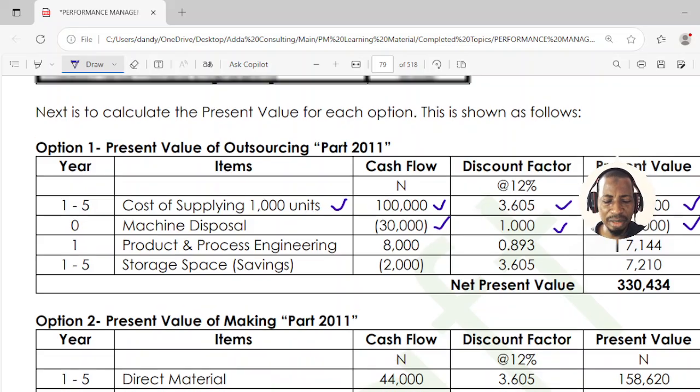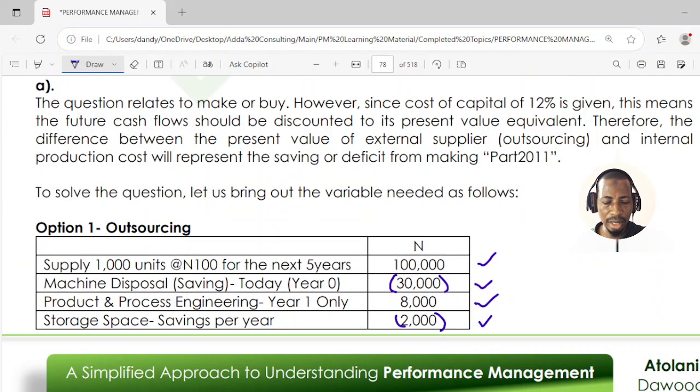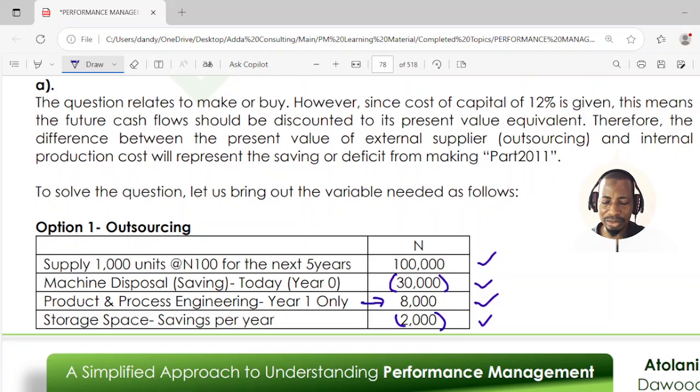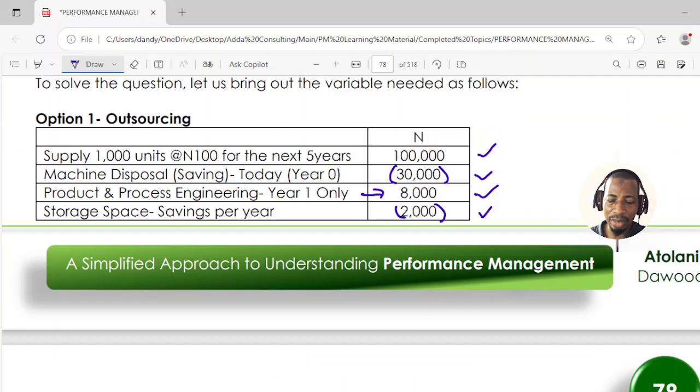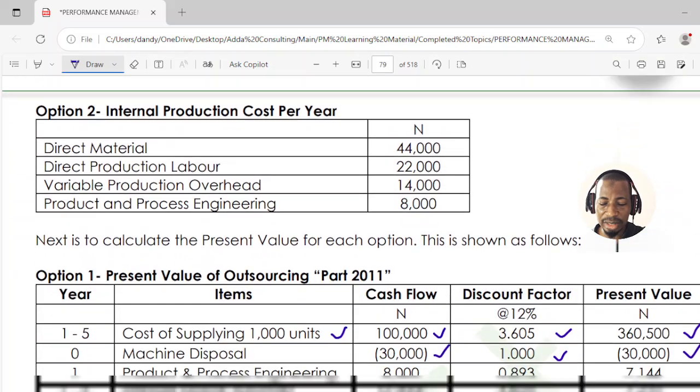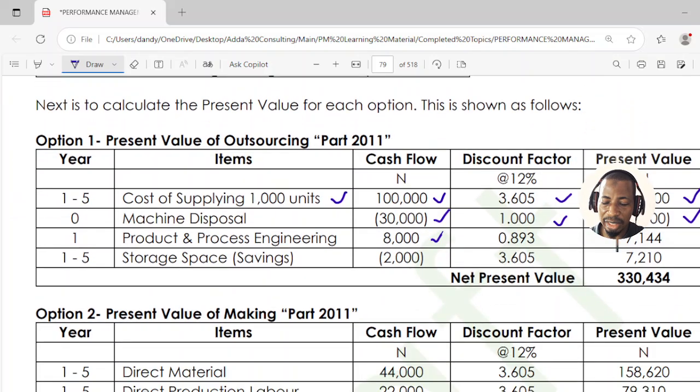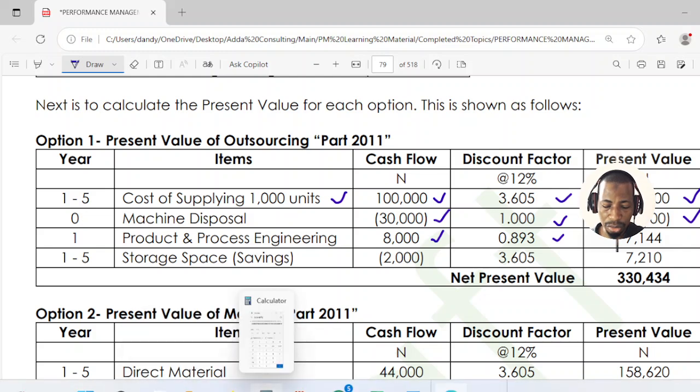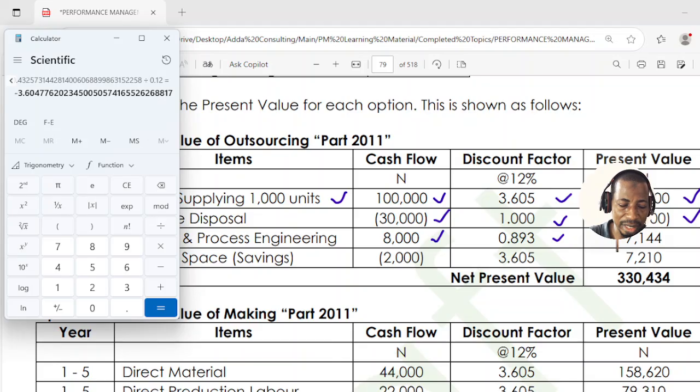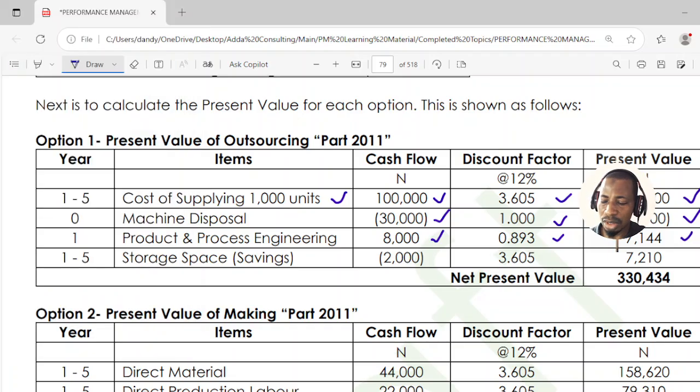Then the next one will be process and engineering cost. Under outsourcing, we have process and engineering cost, which is 8,000 naira. This 8,000 naira, we are told according to the question, will occur in year 1 only. So what is the discount factor for year 1? Discount factor is calculated as 1.12 raised to power minus 1, equal. That's 0.893. That's how we got that. Multiply with 8,000 will give you 7,144.